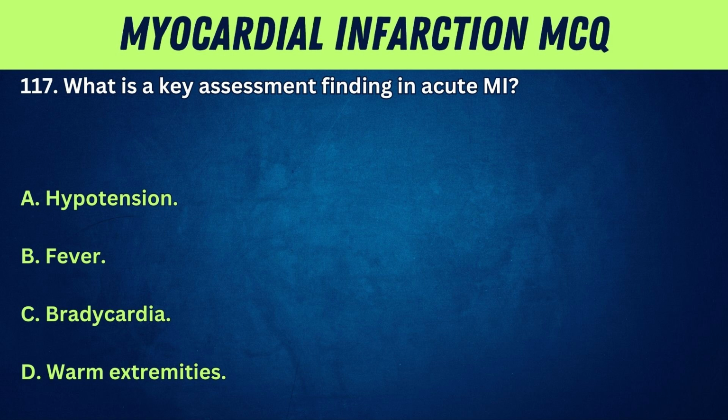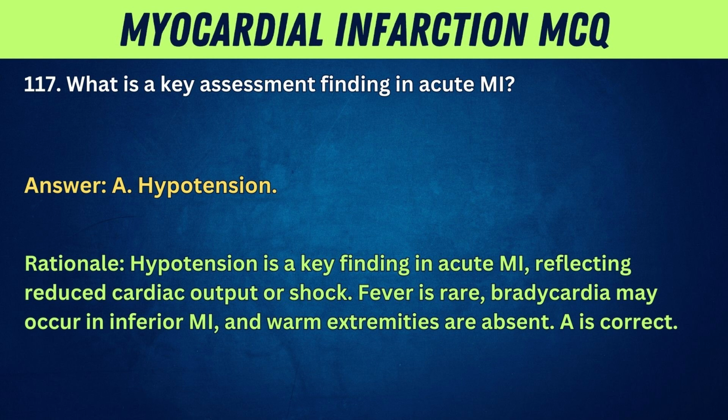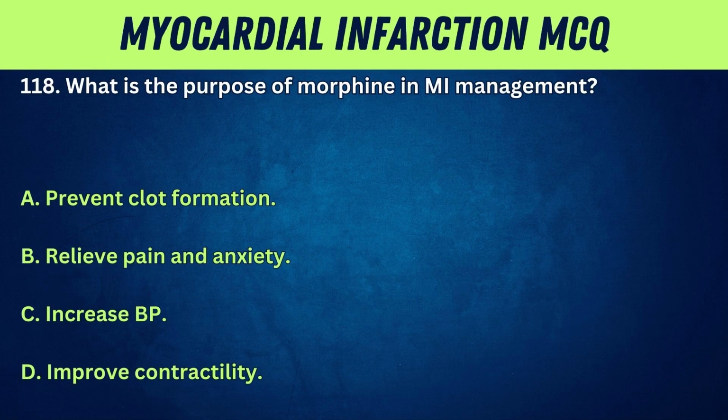A. Hypotension. B. Fever. C. Bradycardia. D. Warm extremities. Answer: A. Hypotension. Rationale: Hypotension is a key finding in acute MI, reflecting reduced cardiac output or shock. Fever is rare, bradycardia may occur in inferior MI, and warm extremities are absent. A is correct. 118. What is the purpose of morphine in MI management?